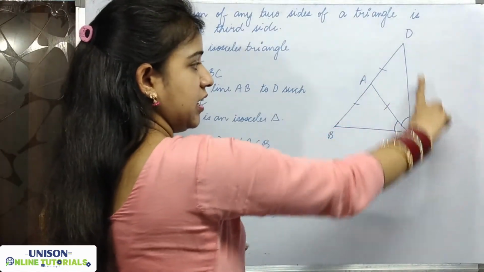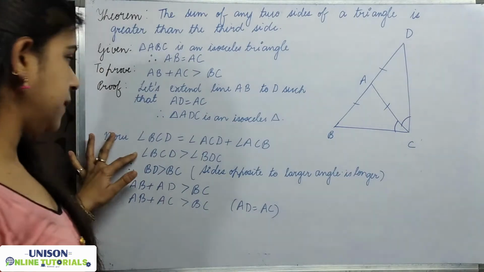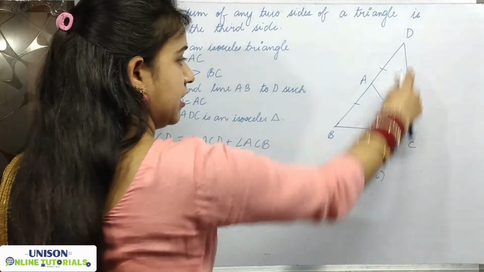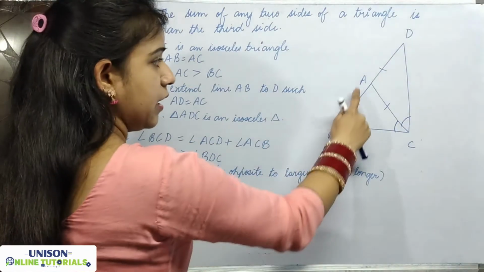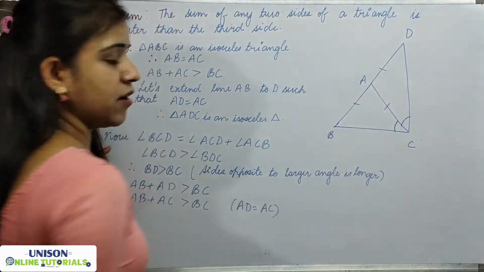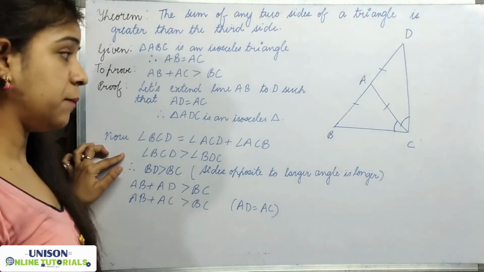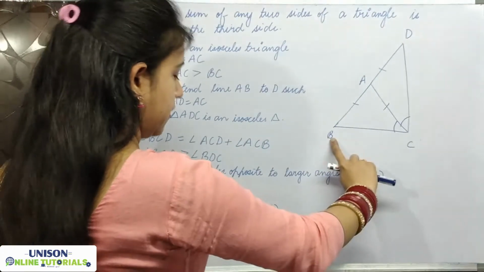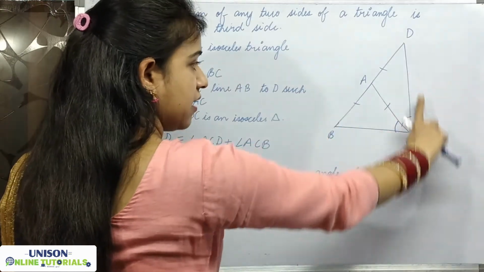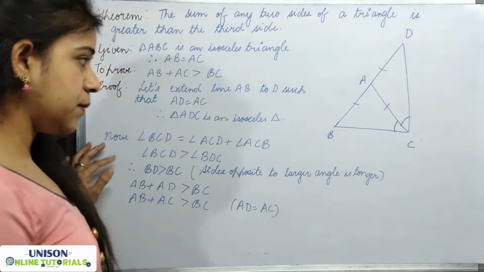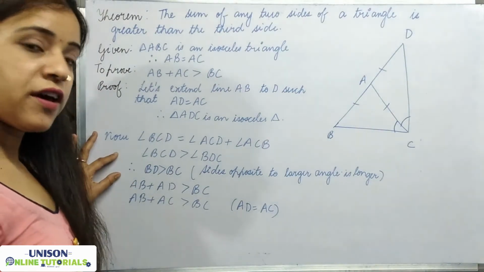plus DCA. So angle BCD is a combination of angle ACD, this one, and ACD, this one. So we can say that angle BCD is greater than angle BDC. Angle BCD, this angle, is greater than angle BDC. Simple. Now look carefully.